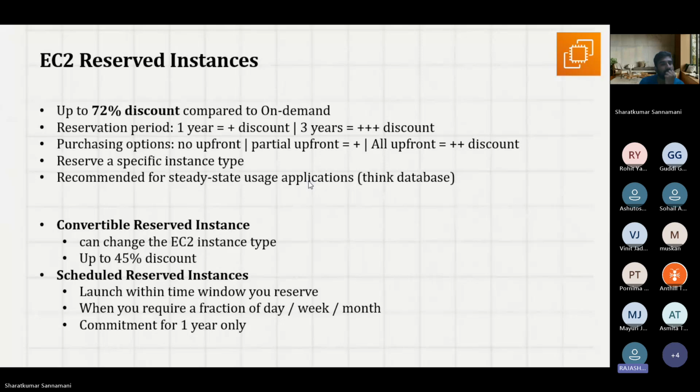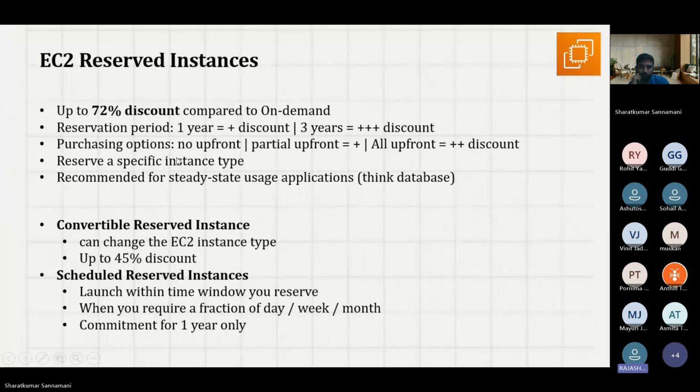Gupta and Rohit have already told that we can get maximum discount with this pricing model. If you are paying the full money upfront when you purchase the instance type, you will get more discount. If you pay partial money, you will get less discount compared to full upfront. There is also an option to pay later, and that time you will get very little discount.